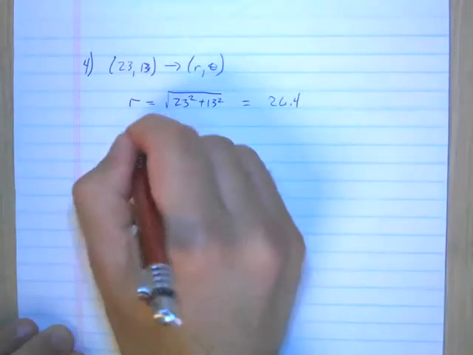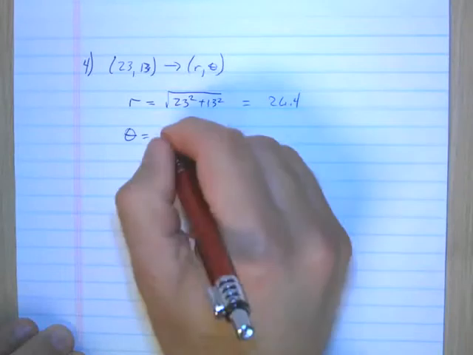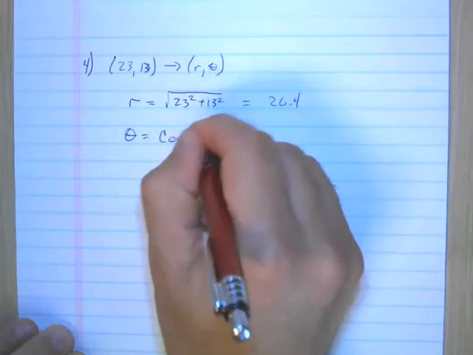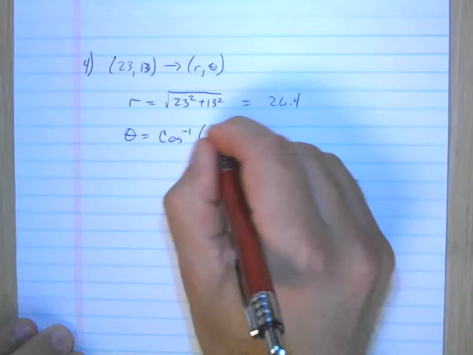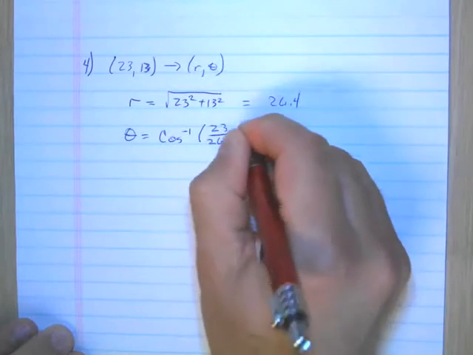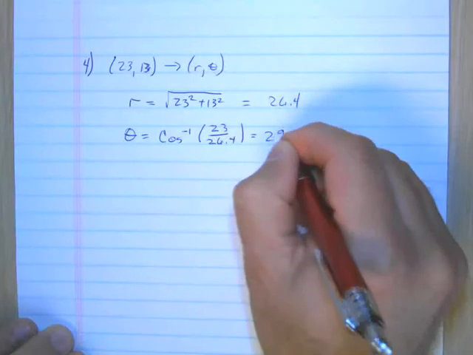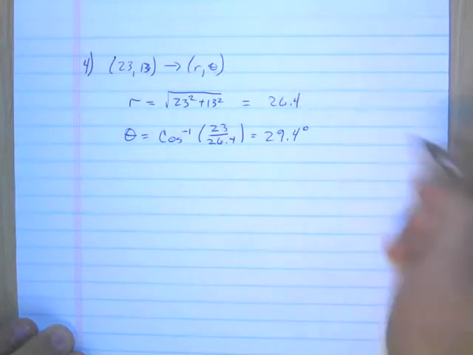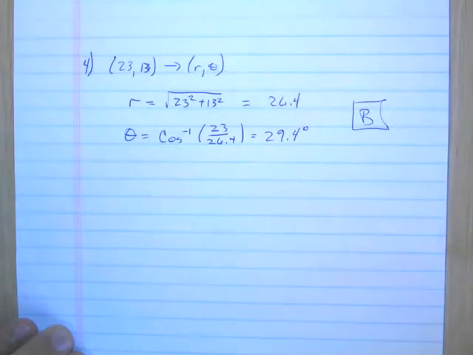Now we need the angle. So theta, in this case, let's see, let me use cosine. So it's the arc cosine of x over r, which we just figured out, 26.4. That's equal to 29.4 degrees. So the correct answer was B.